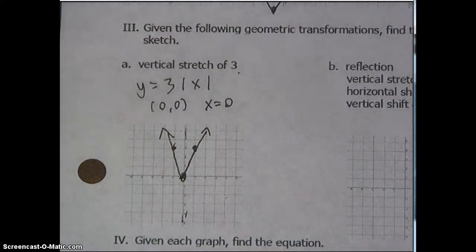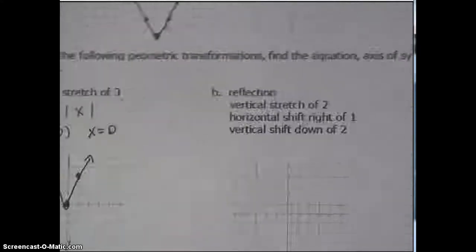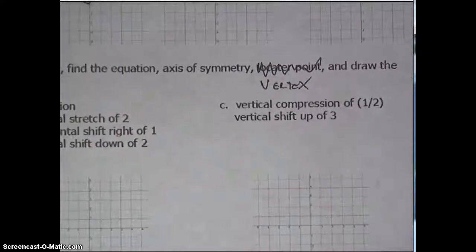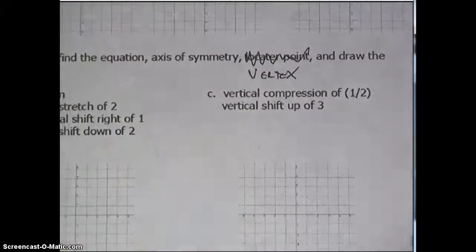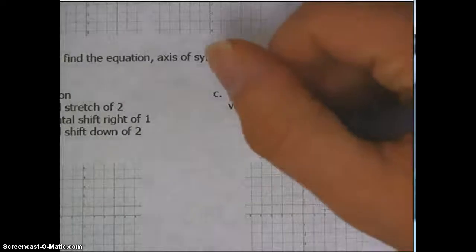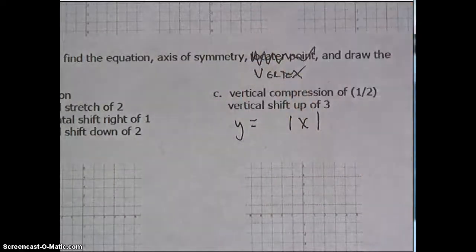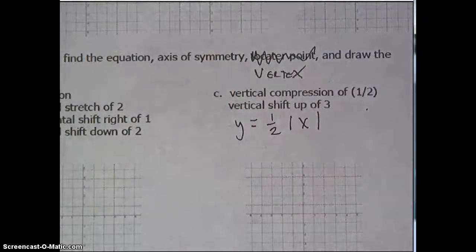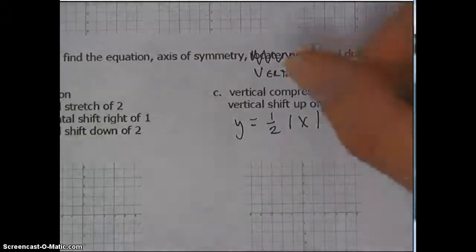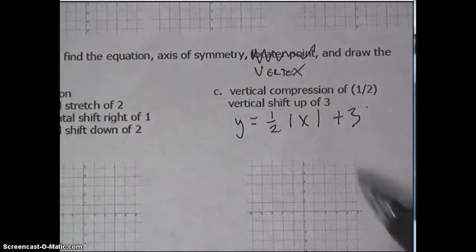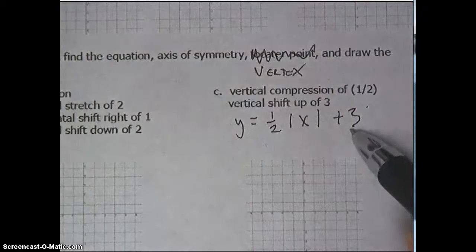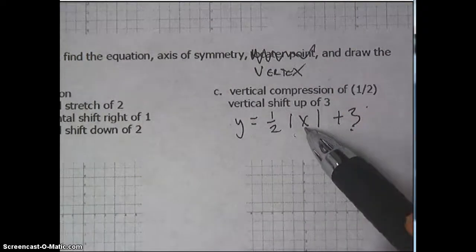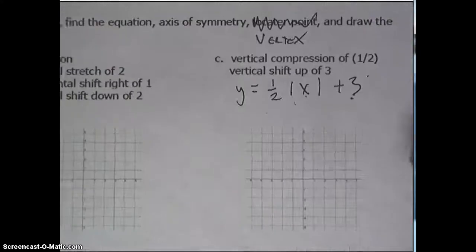Let's talk about part C, because we haven't done a vertical compression yet. What's a vertical compression going to look like? Okay, so y equals the absolute value of x. Now, vertical compression just means we put a 1/2 in the front here. And a vertical shift up of 3, that's just a plus 3 on the outside. Remember, the outside is up and down. The inside is left and right.